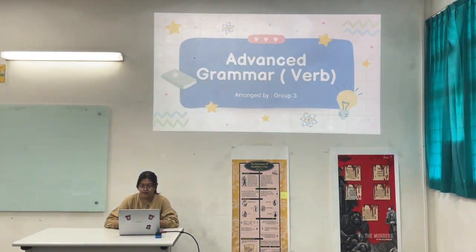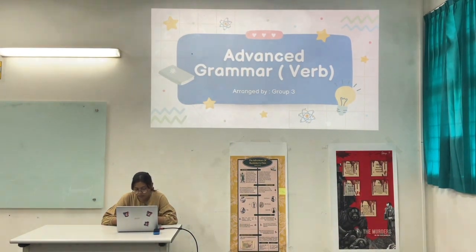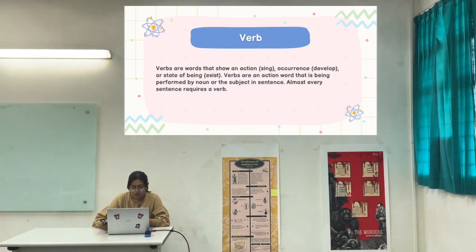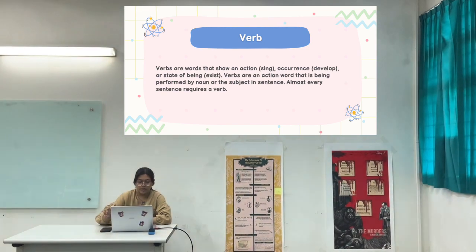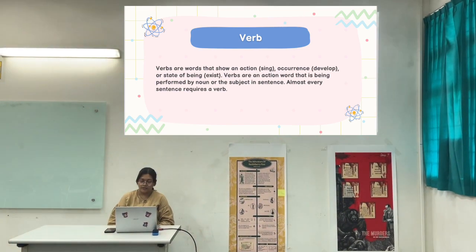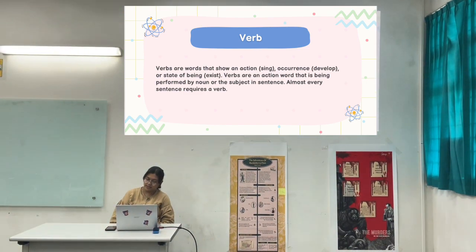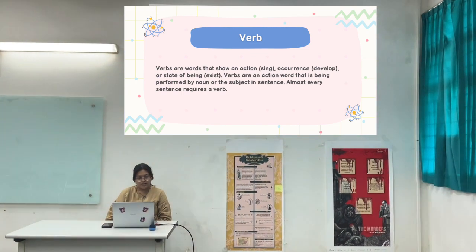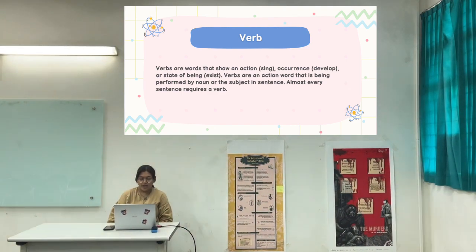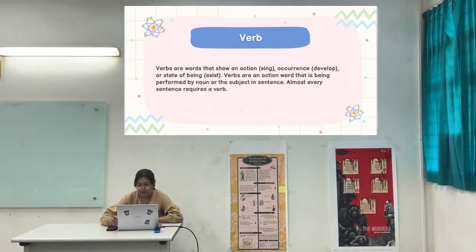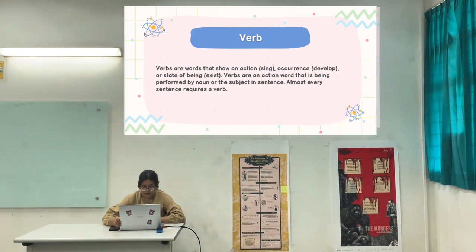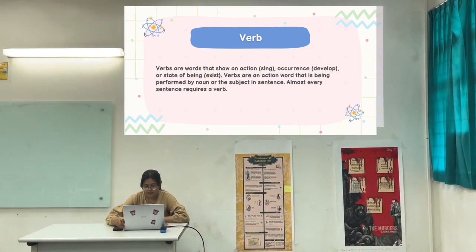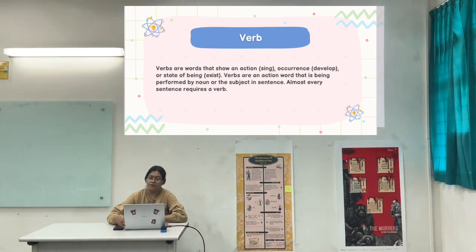Okay, for the first presentation is myself. I will explain what a verb is. Verbs are words that show an action, for example see, an occurrence, for example develop, or a state of being, for example exist. Verbs are action words performed by a noun or the subject in a sentence. Almost every sentence requires a verb.